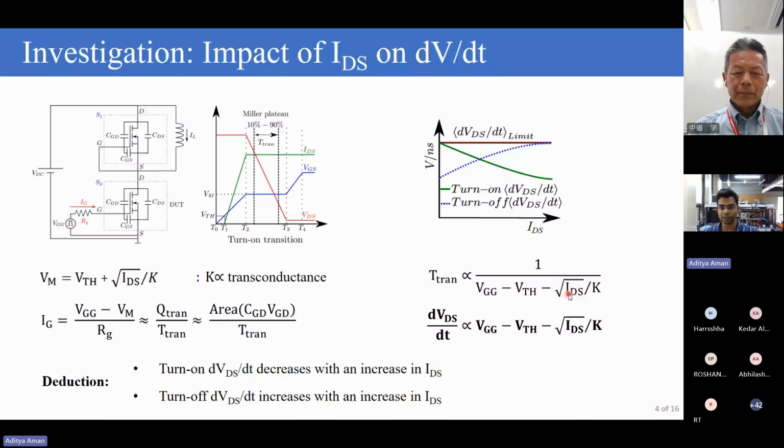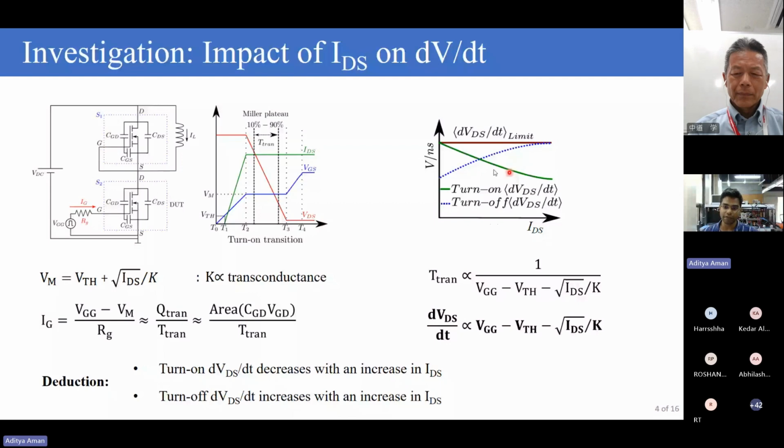And since the transition time is inversely proportional to this particular quantity, we can say that dV by dt will be proportional to this particular quantity. Now for a turn-on transition, VGG is going to be a positive quantity. And if you see this, the dV by dt is proportional to the square root of the IDS value. So if you increase the IDS value, and VGG is a positive quantity, it is expected that dV by dt is going to fall. This is shown here diagrammatically as a fall in the dV by dt by this green curve.